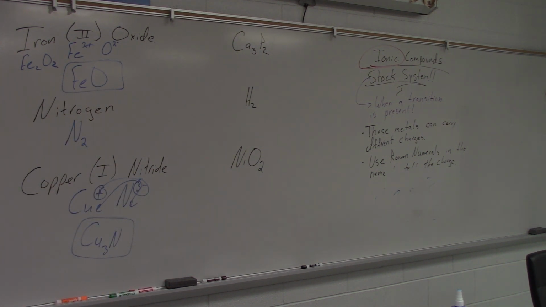So the Cu positive 1 is because the 1's in the middle, right? Yeah, the Roman numeral is the charge. And then the nitrogen, or nitride, is a 3 minus charge because it comes from the 15th column. Okay, that makes sense.